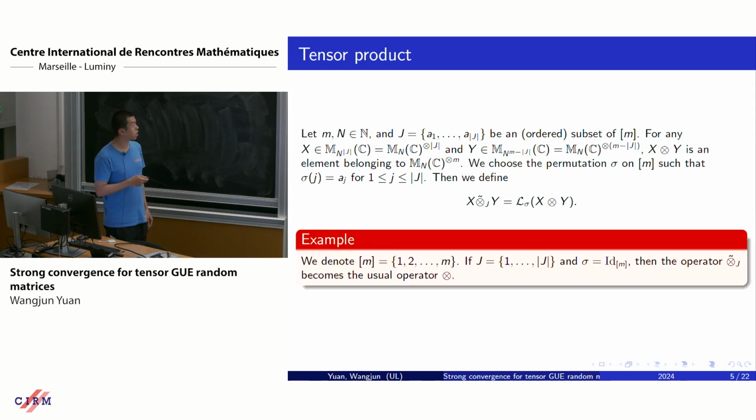So here is a connection between the new notation, the tensor tutor, and the original tensor. If we choose J to be 1, 2, up to the absolute value of J, and we choose sigma to be the identity, then in this case the tensor tutor operator becomes the usual tensor operator.